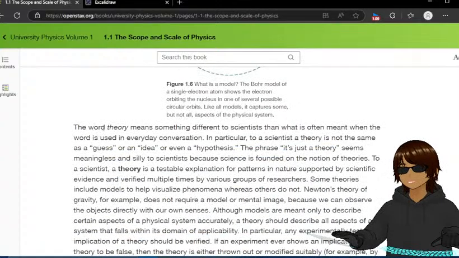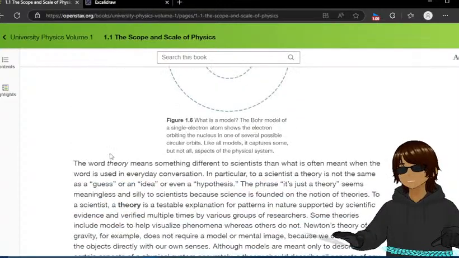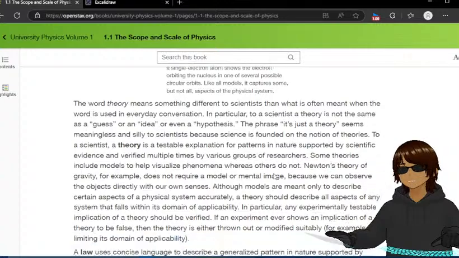The word theory means something different to scientists than what is often meant when the word is used in everyday conversation. To a scientist, a theory is not the same as a guess or an idea or even a hypothesis. The phrase "it's just a theory" seems meaningless and silly to scientists because science is founded on the notion of theories. To a scientist, a theory is a testable explanation for patterns in nature supported by scientific evidence, verified multiple times by various groups of researchers.